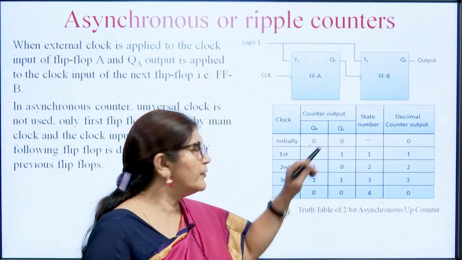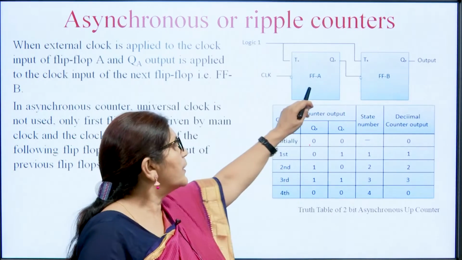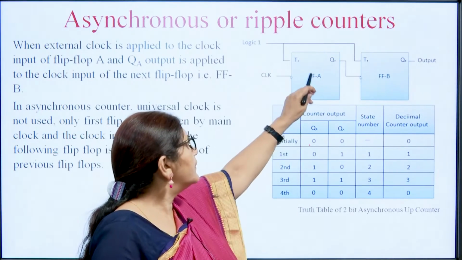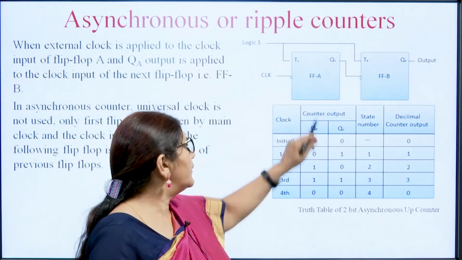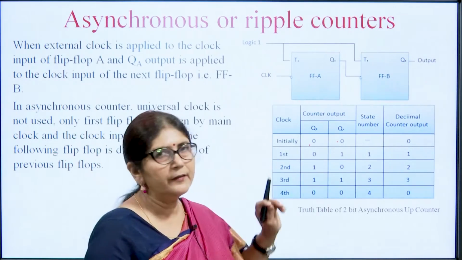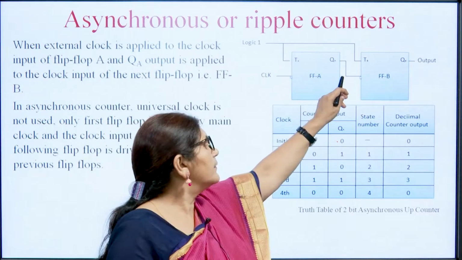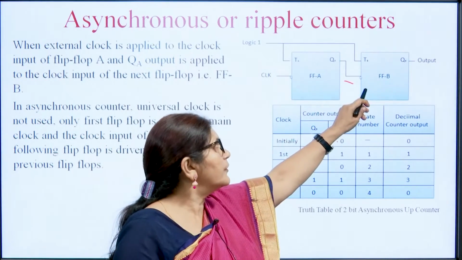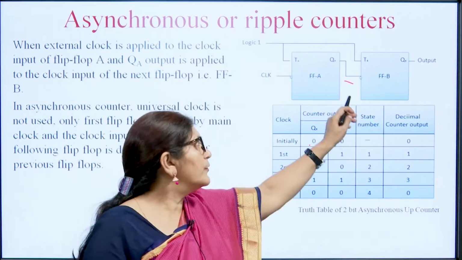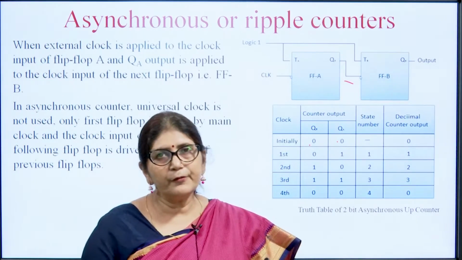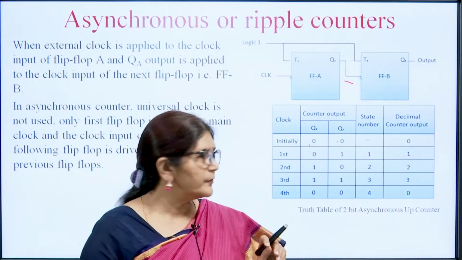So, here when there is no clock, then no input is there and it stores 0 0. Initially the value is 0 0. When the first clock appears, because of this flip flop there is a clock, so it will go from 0 to 1. But because the output of this is 0 at that time, it will not trigger the next flip flop, and the next flip flop is at 0 state.